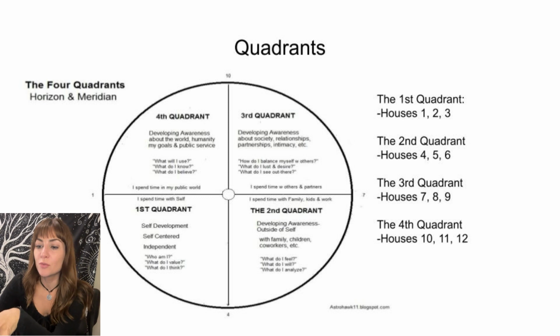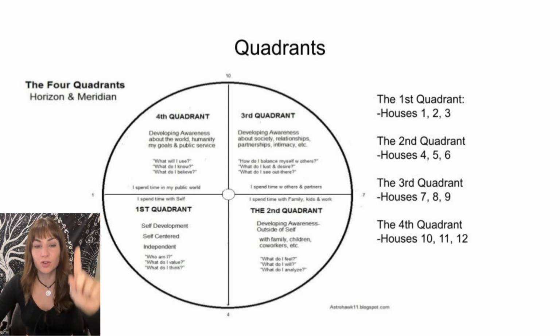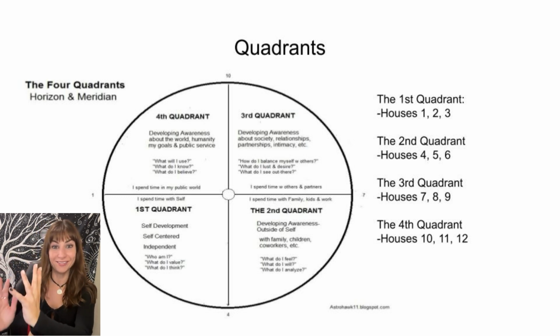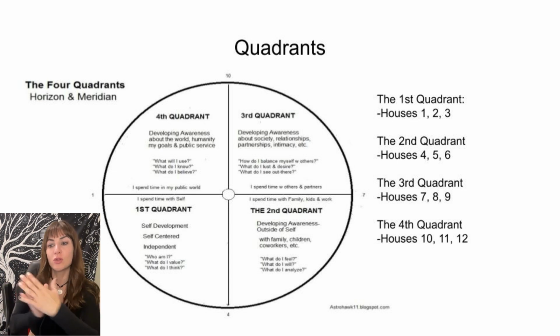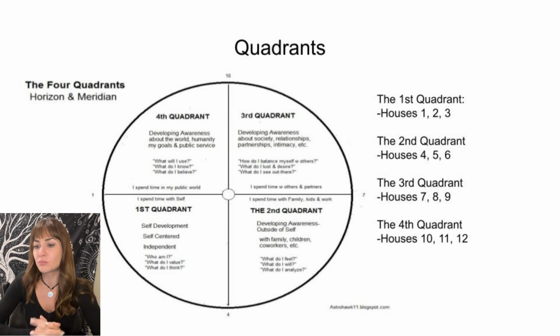All right, so the first quadrant, if you look on this slide, you'll see it. It is going to encompass the first 3 houses, houses 1, 2, and 3. And hopefully you guys all see that, you guys all have your slide, right? You can see it. If you can't see it, you can look later, or you can just look at a chart. Just know the first quadrant is going to be houses 1, 2, and 3.